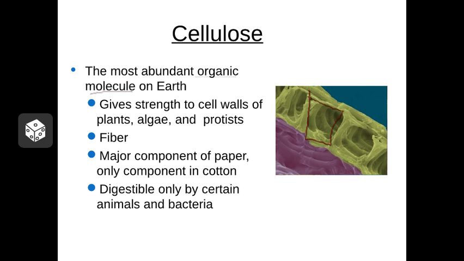Now think about all the places you can find cellulose. The wood of a wooden table is mainly cellulose. The paper that you write on, mainly cellulose. The cotton of a cotton shirt is mainly cellulose.